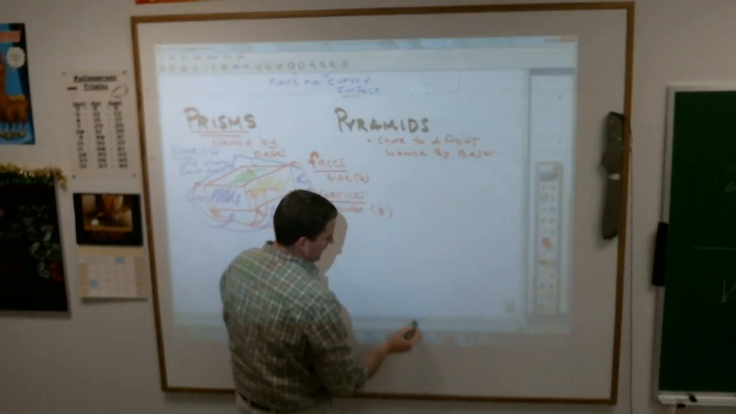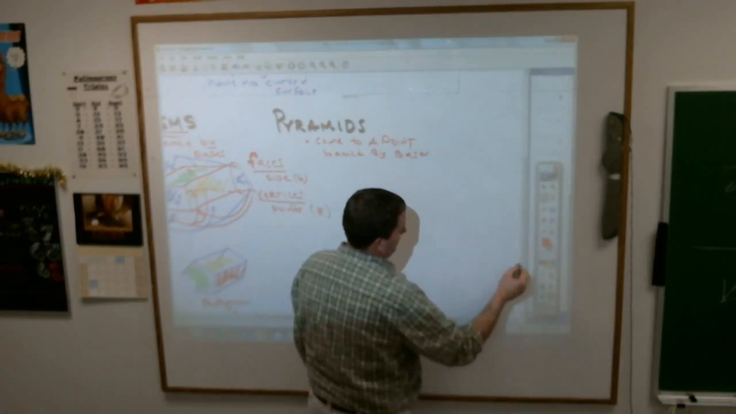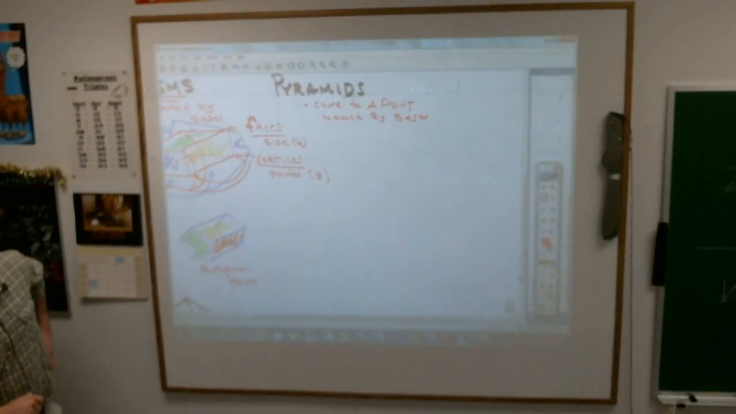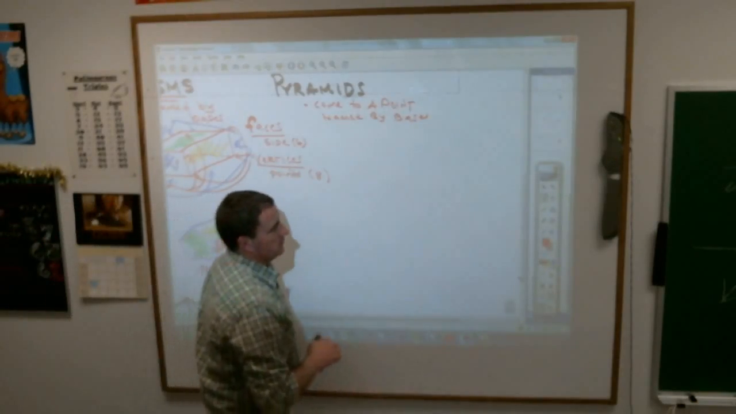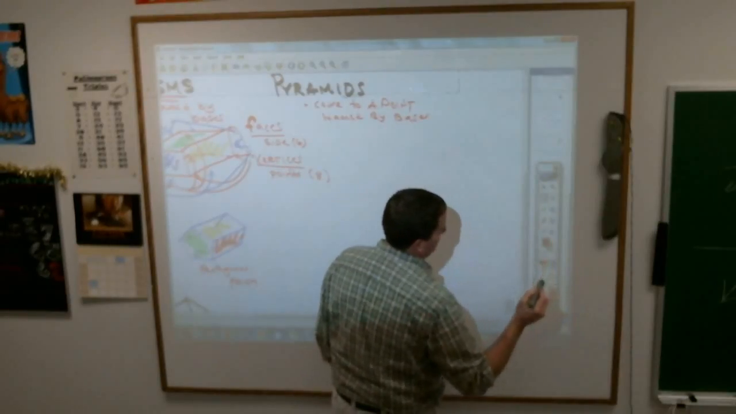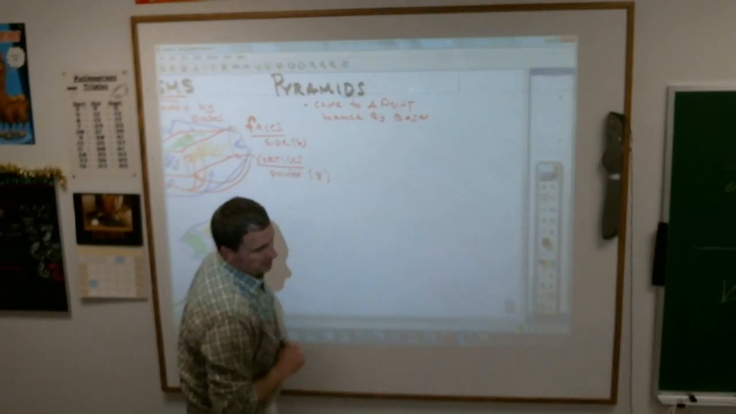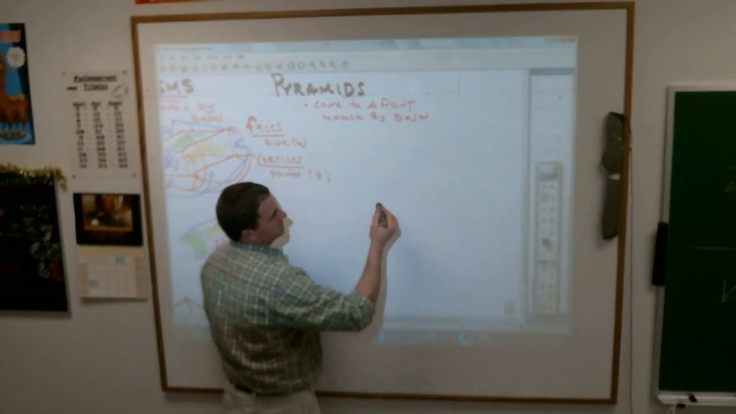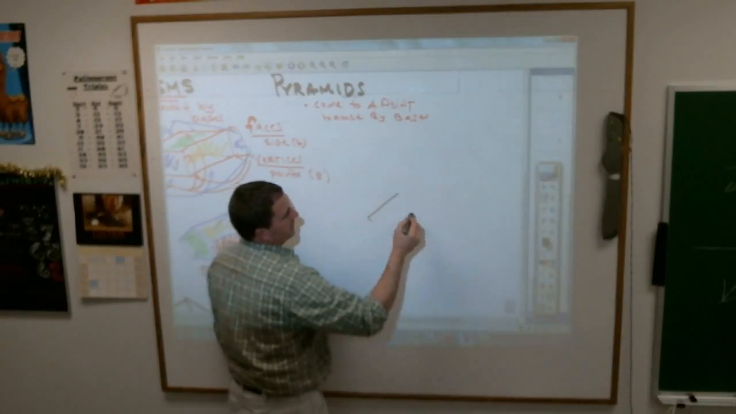Pyramids to me are much more fun and exciting. How do you draw a pyramid? This is the best way humanly possible. Let's start with a square pyramid. So you kind of got to think three-dimensionally here. I'm going to start with a square here on the bottom.